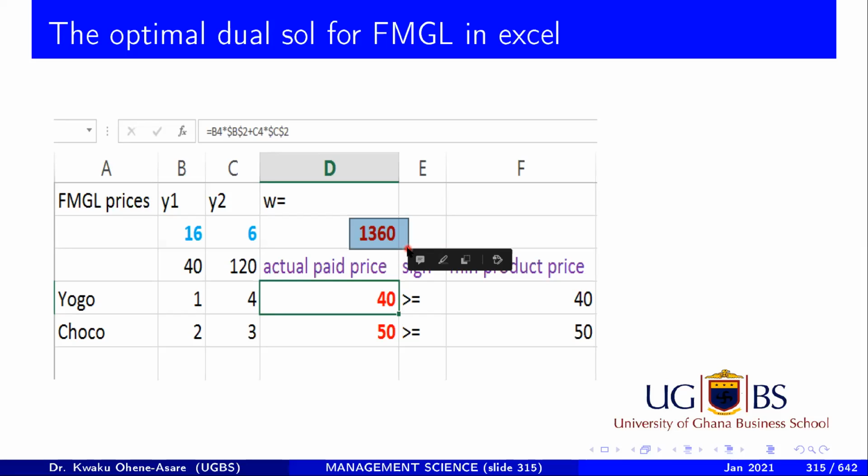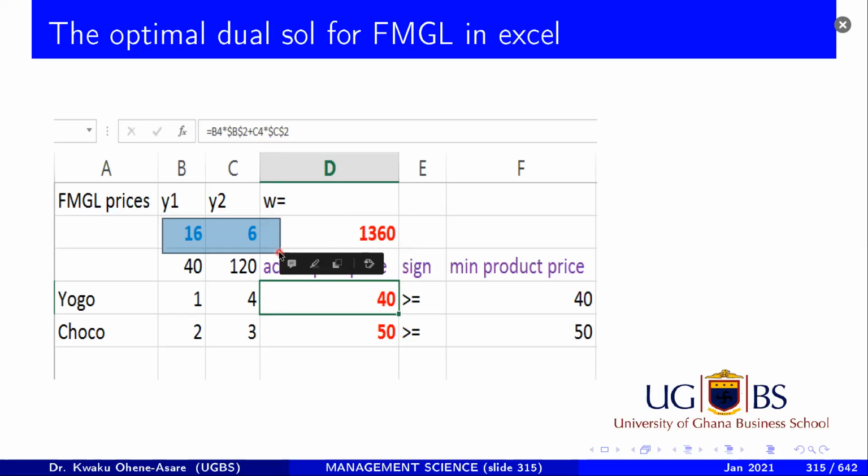So you can see that there is that kind of complementary analysis in there. We also mentioned the shadow price that we found, if you can remember, in the primal that we did before. That shadow price happens to be the final value of the objective coefficient here. And so the way you interpret them now is, 16 is the price you pay for using fine yogo. 16 cedis now becomes the price you pay. And 6 cedis now becomes the price you pay for using the resources to produce the choco.